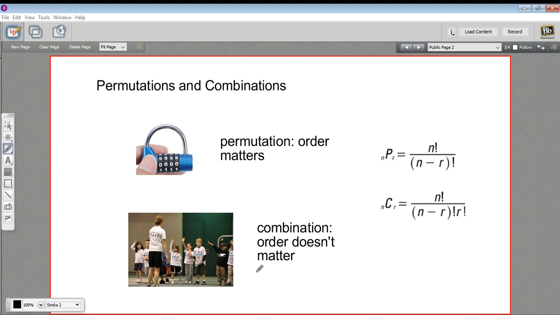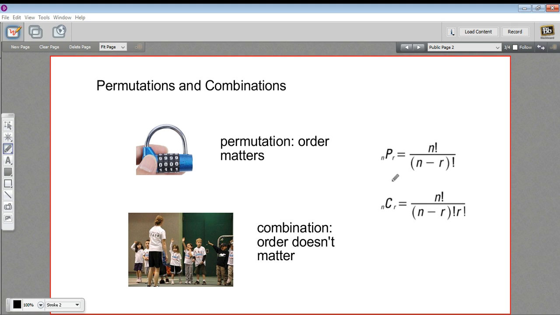So let's say you have a bunch of kids and you need to put them into groups of 3. There are a certain number of ways you can do that, mixes and matches of the kids, but it doesn't matter what order they stand in once they're in those groups. So that's the basic difference between a permutation and a combination.